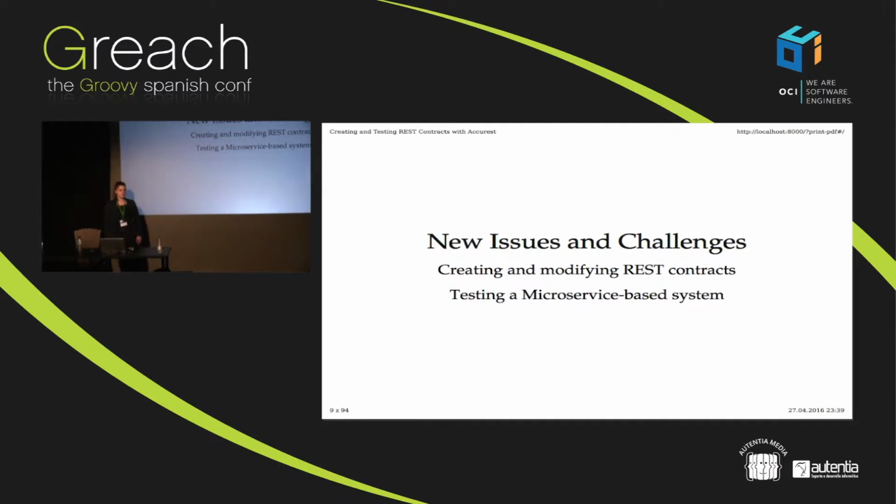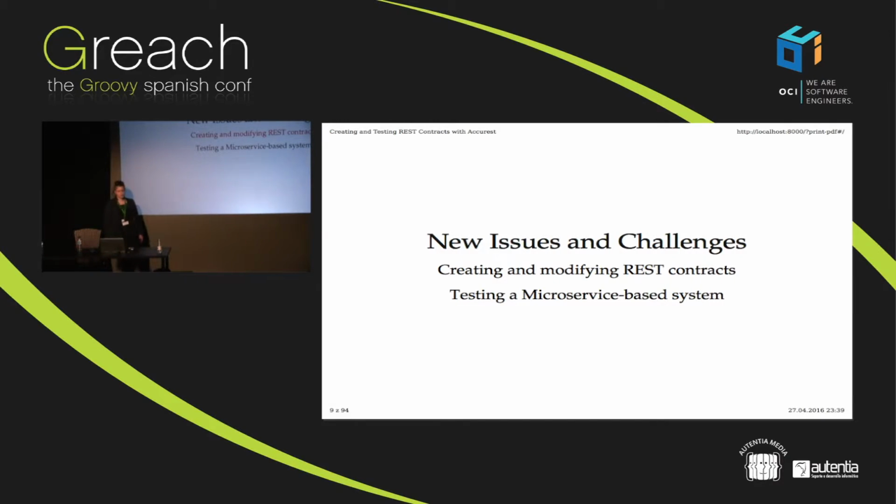So this has posed a lot of new issues and challenges, and there were a lot of different tools made in that company to deal with them. But I'm only going now to speak about the issues that we had when it comes to creating and modifying REST contracts, and when it comes to testing a microservice-based system, because those were the requirements that put the base for the creation of Accurest.